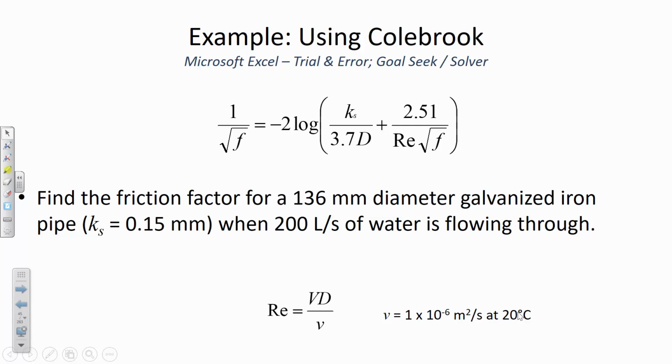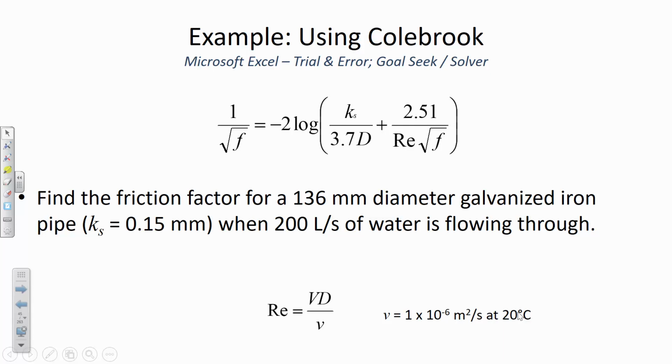Let's try and calculate what we know so far that's going to go into that equation, so that we'd be able to find out what F value we should use. So D is 0.136 meters. In other words, that's 136 millimeters, as it says on the screen. The K sub s is 0.15 millimeters. And the flow rate that we have is 200 liters per second, so that's 0.20 cubic meters per second.